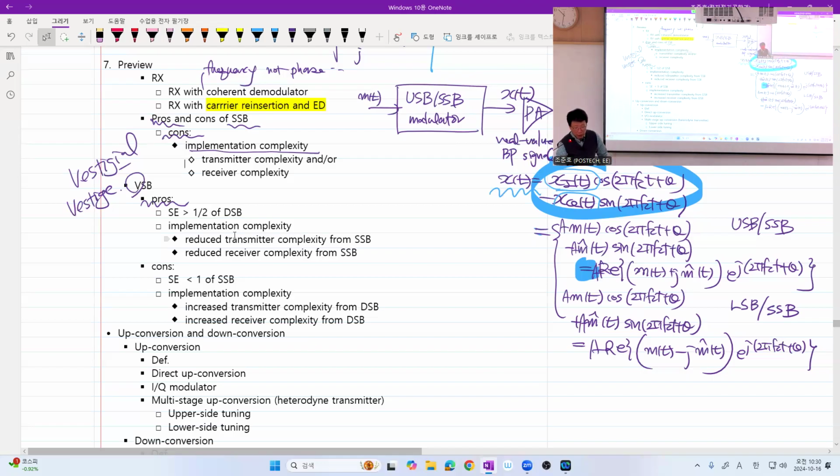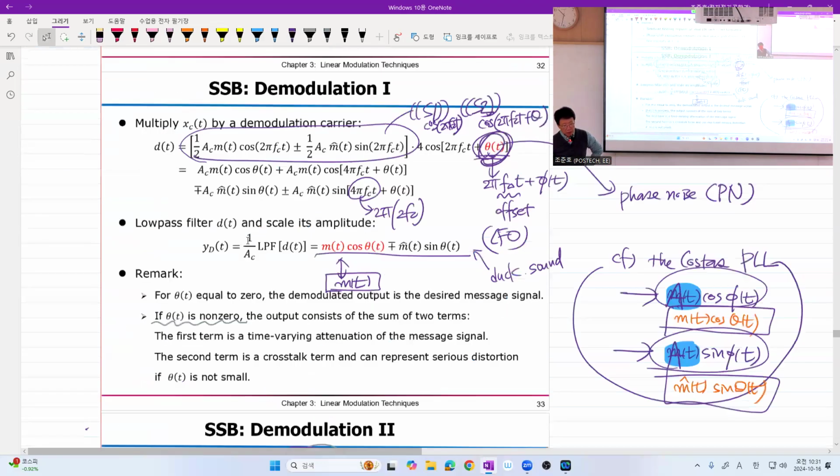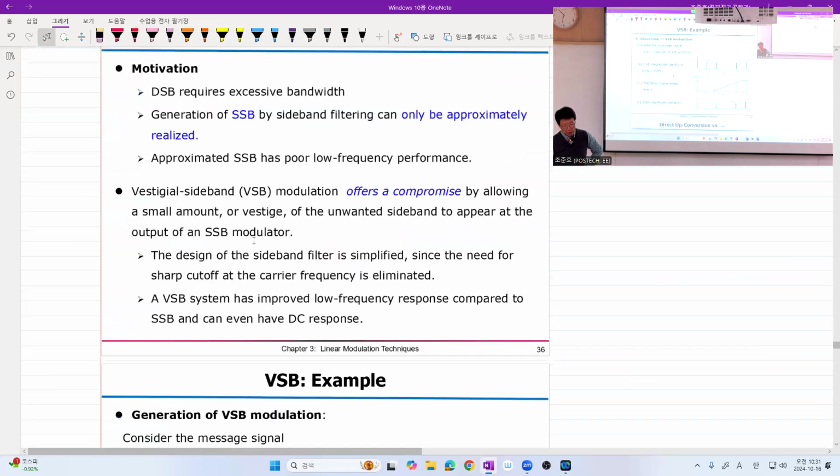So even though receiver complexity could be somehow reduced by reusing this envelope detector combined with carrier reinsertion, SSB is still not good. Of course, SSB is used in some communications even right now. But anyway, people devised vestigial sideband. We have around 10 minutes, so I may not cover everything, but let's see the structure.